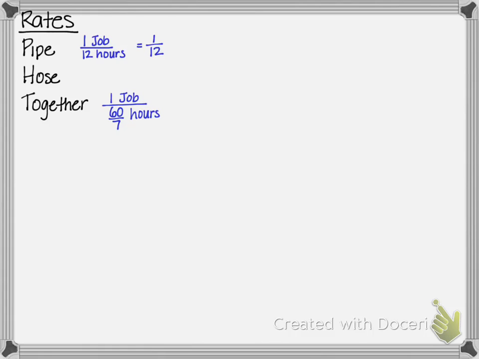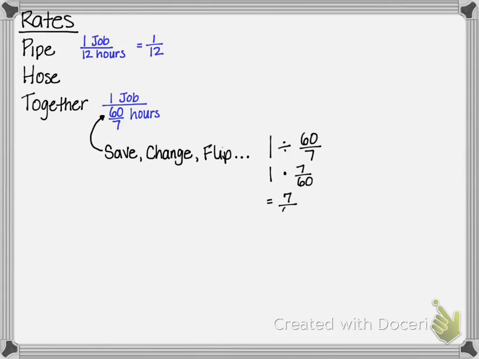But we still look at that, and we have 1 over 60/7, which is a fraction within a fraction, and we don't like that. So we need to save, change, and flip, realizing that what that is actually saying is 1 divided by 60/7. So we're going to change that to 1 times 7/60, which is 7/60. So that is the rate of them working together.